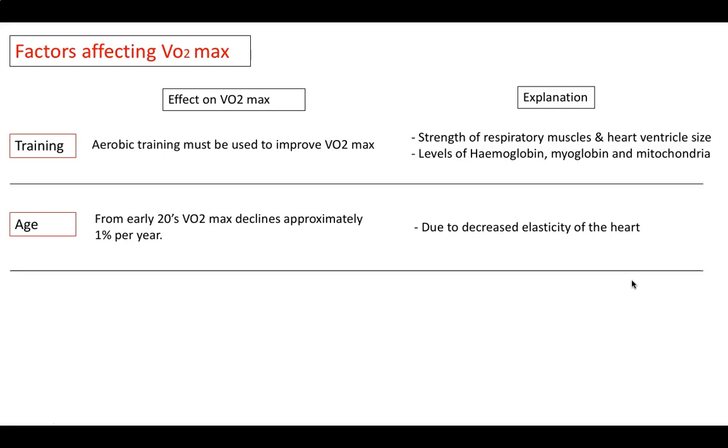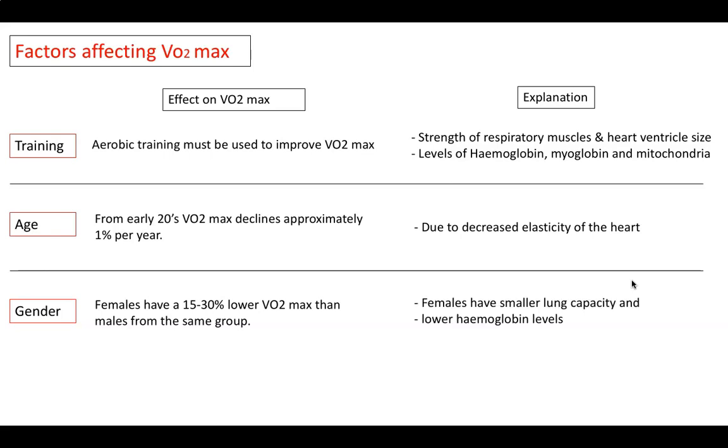Another factor we need to be aware of is gender. So, females tend to have a 15 to 30% lower VO2 max than males from the same age group. This could be due to the fact that females have smaller lung capacity and lower hemoglobin levels. They also have a higher percentage of body fat as well, which can contribute to having a lower VO2 max.